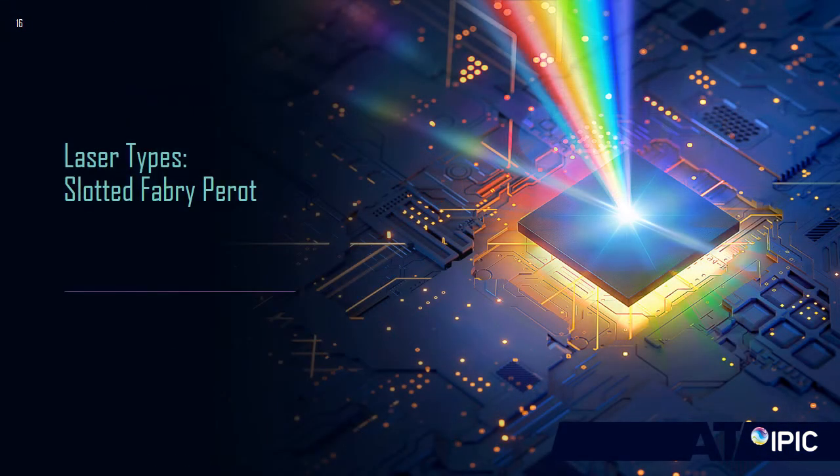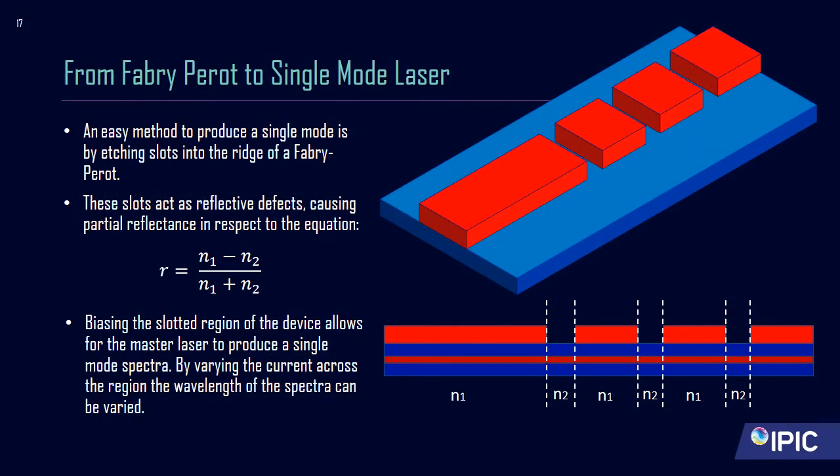Now moving on to a slotted Fabry-Perot laser. So a slotted Fabry-Perot laser is similar to that of Fabry-Perot, except we etch these slots into the ridge of it. So this is an easy method to produce a single mode. These slots act as reflective defects, causing partial reflections in respect to the changing effective refractive index, as you can see here. So what this represents is just a side view of the laser.